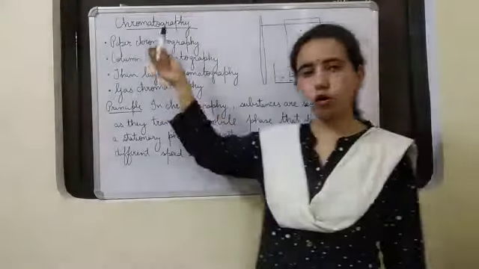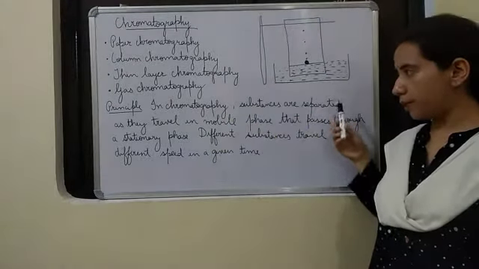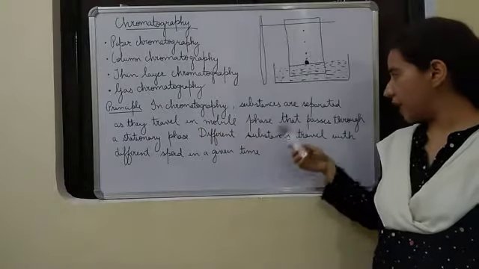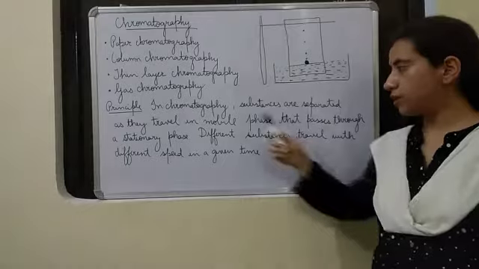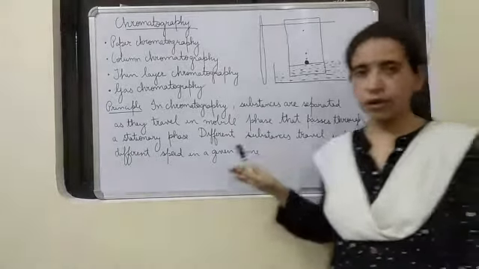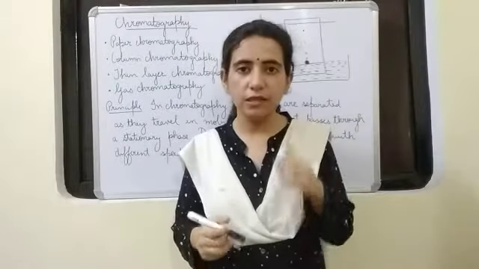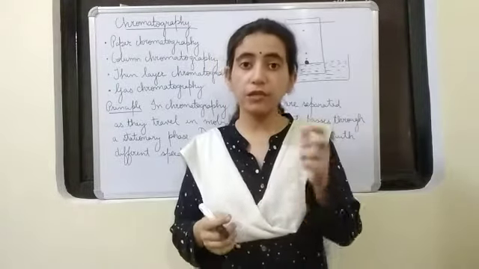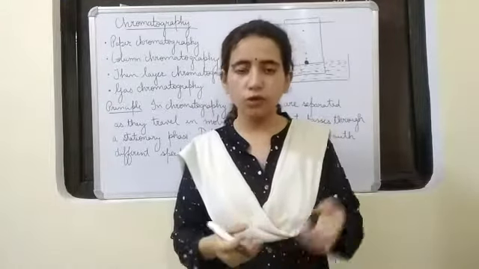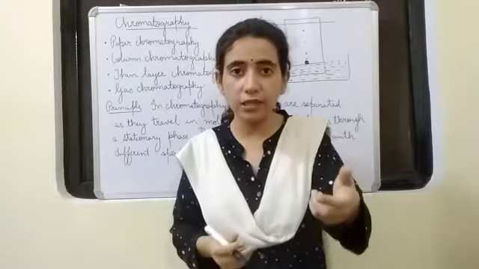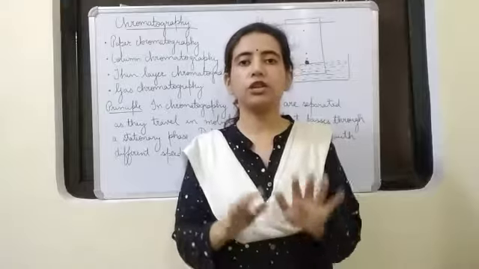The principle of chromatography is that substances are separated as they travel in a mobile phase that passes through the stationary phase. Different substances travel with different speed in a given time. Let us understand the principle. The substances will travel in the mobile phase. That means they are going to move. Mobile actually means something that moves. So substances will travel in the mobile phase, and through something they have to travel. They will be traveling along the stationary phase.